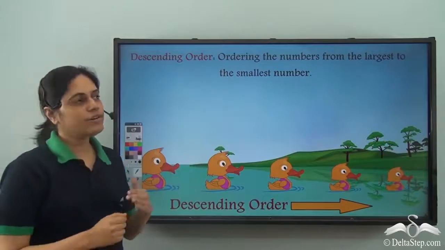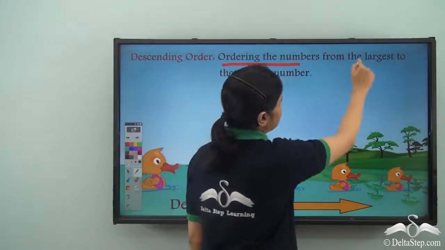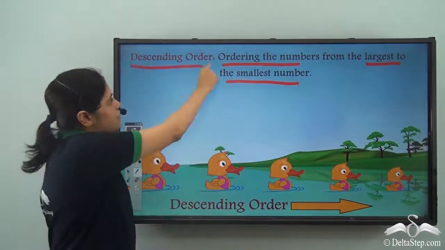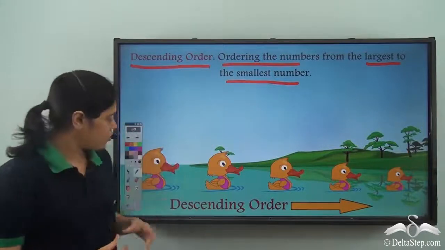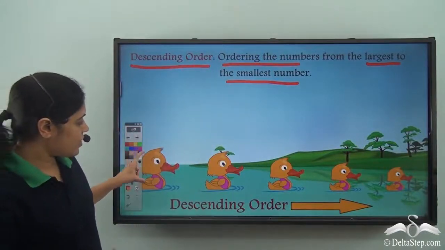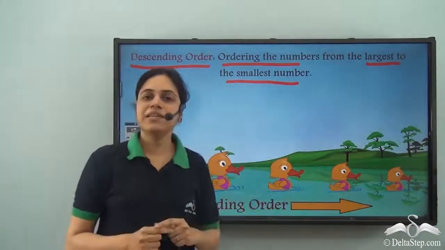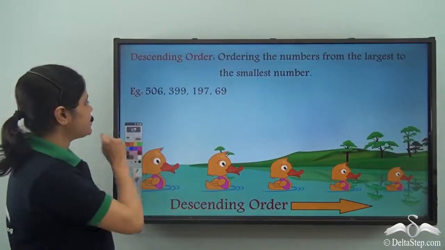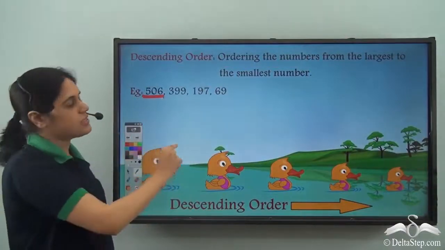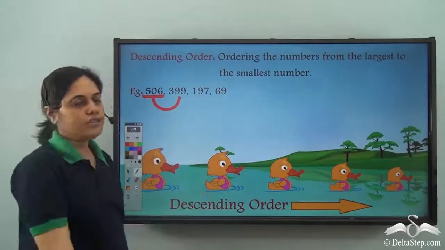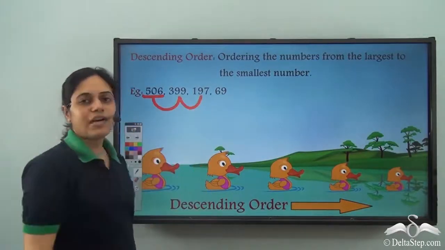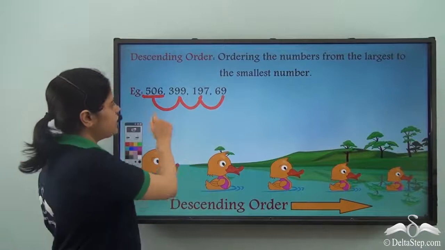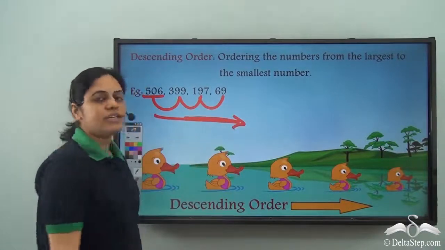And what is descending order? When we arrange the numbers from the largest to the smallest, we say we are arranging them in descending order. So, see these ducks, they are arranged from the largest to the tiniest duck, and this is descending order. If you look at these numbers, 506 is bigger than 399, 399 is bigger than 197, and 197 is bigger than 69. So these are the numbers arranged in descending order.